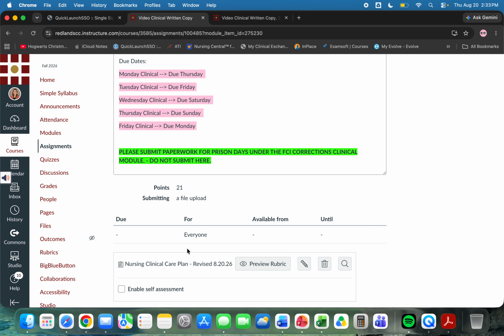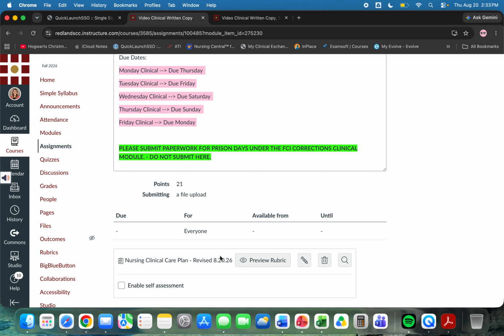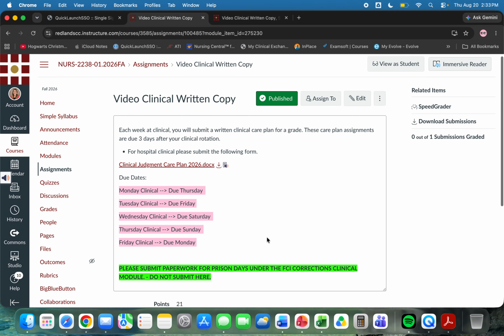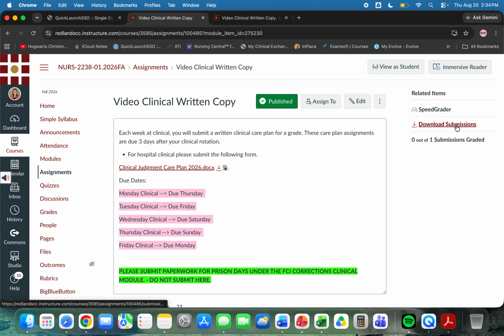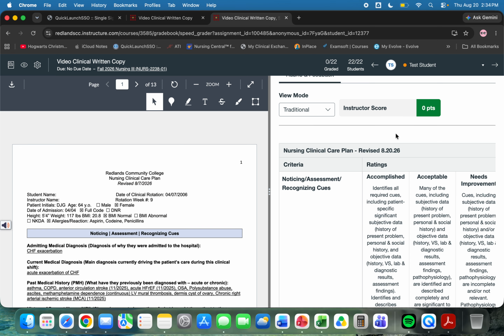The rubric is attached to this Dropbox, just like the clinical performance, and I'll show you how to grade based on what the student turned in against the rubric. Same thing, anytime you go to grade a student's paper, you're going to hit speed grader. It's going to populate you over to the students in your group. I've already hit it just so I can be on the test student.